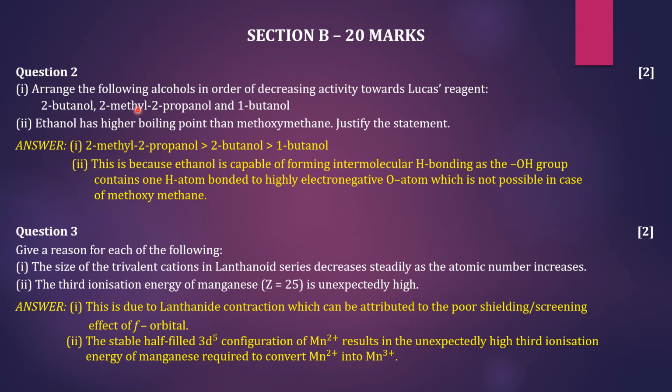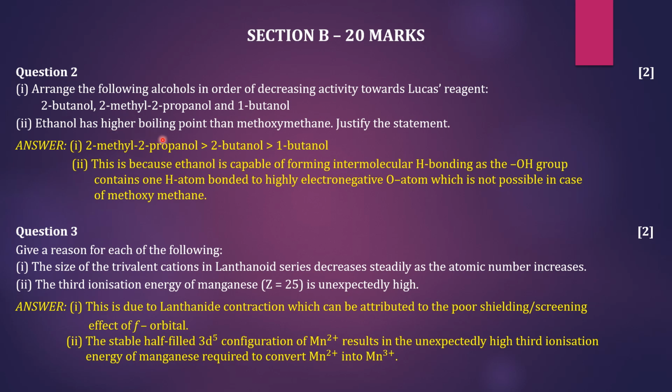So we know that for isomeric alcohols, as the degree increases, the reactivity towards Lucas reagent increases. 3-degree will be the most reactive, then 2-degree, then 1-degree. So the order will be 2-methyl-2-propanol greater than 2-butanol greater than 1-butanol.